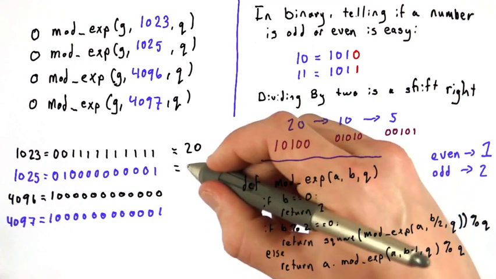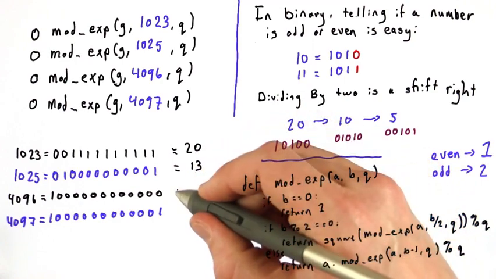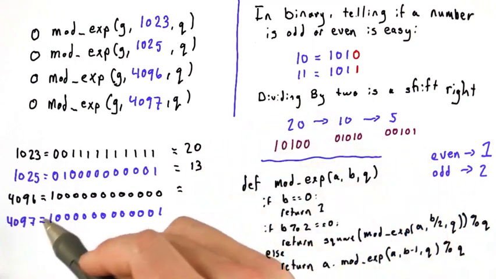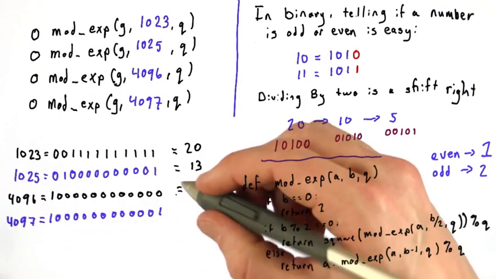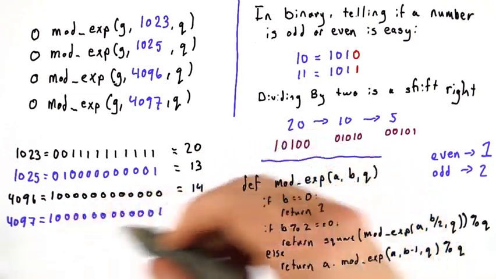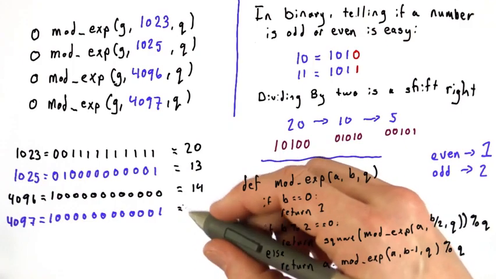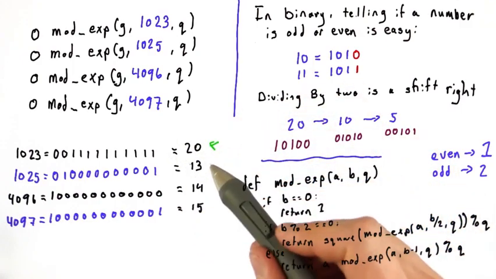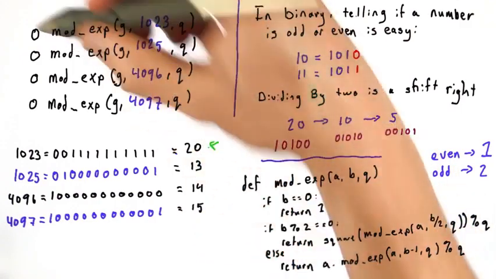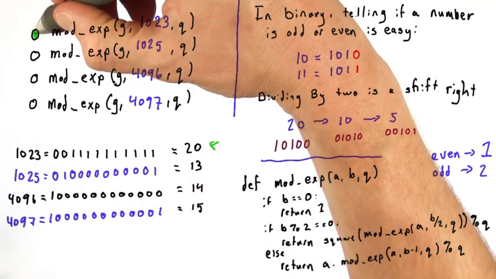1025 has a cost of 13. 4096 should be 1 followed hopefully by 12 zeros, gives a cost of 14. And 4097 gives a cost of 15. So 1023 is our most expensive operation, and that is our correct answer.